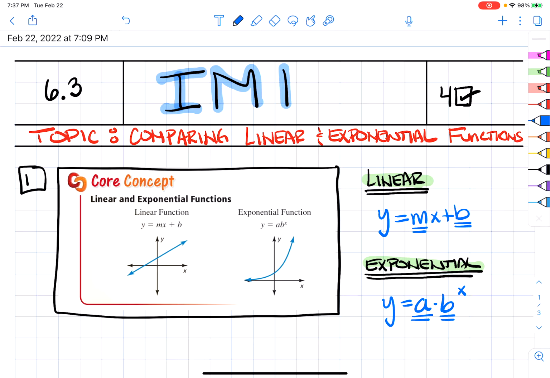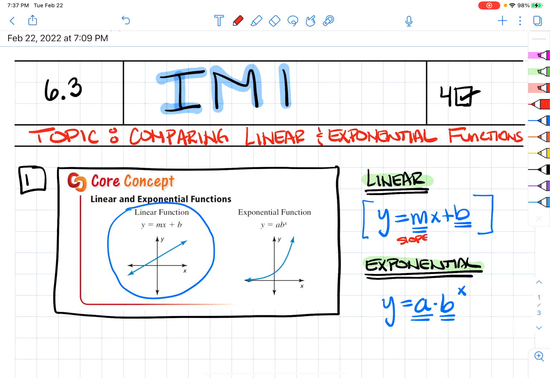So the only thing I want to remind you about in box number 1 is that linear functions are represented by a line, and we have used this form to represent a linear function in the past. The m, of course, represents your slope, and of course your b represents your y-intercept. So keep that in mind for this section.